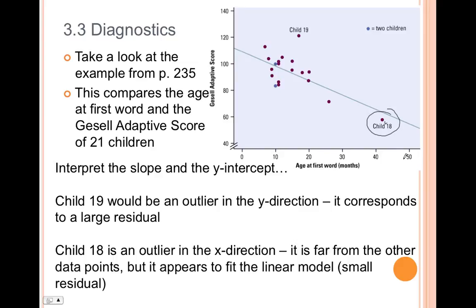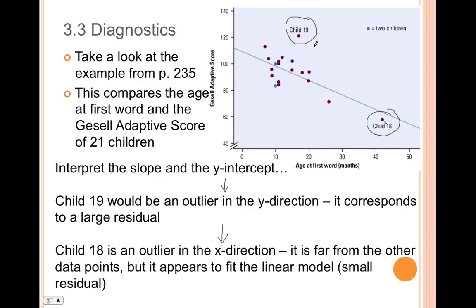The first over here is child 18. Child 18 would be an outlier in the x direction. It fits the linear model, but it's far from the other data points in the x direction. It has a small residual, it fits the linear model, but it's out here. Child 19 up here is an outlier in the y direction, okay? Its x value is not unusual compared to the other children's x values. I have some below it and some above it, but it is way above the regression line. It has a large positive residual in this case, okay?